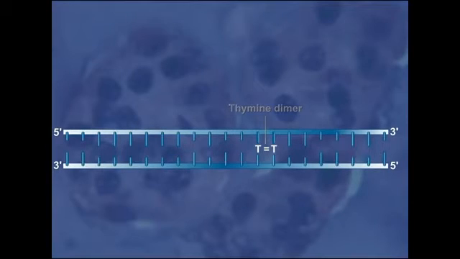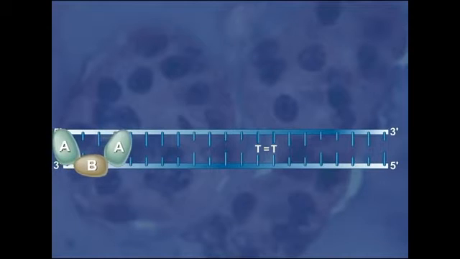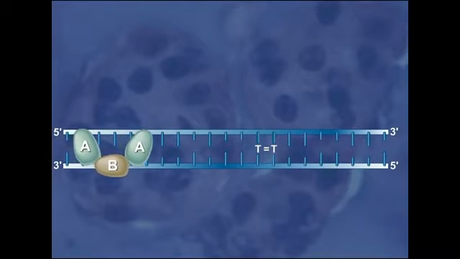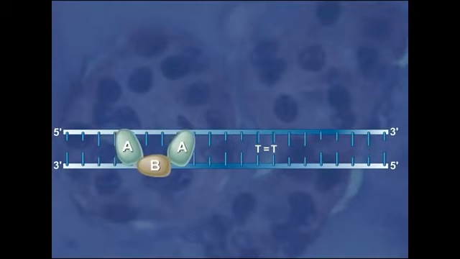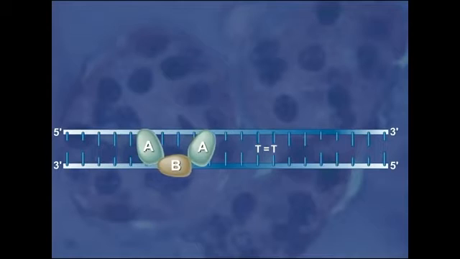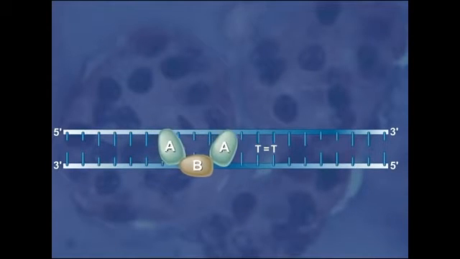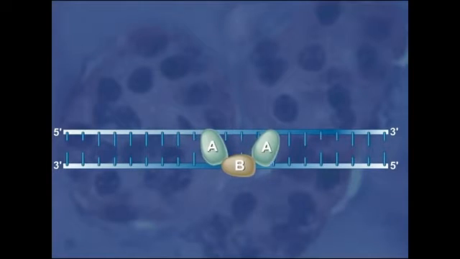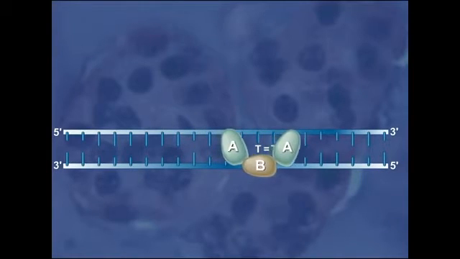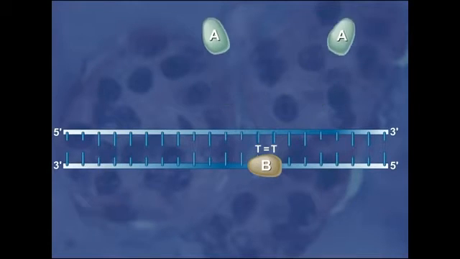The process begins with the loading of a protein trimer onto the DNA double helix. This trimer consists of 2 UVRA molecules and 1 UVRB molecule. This trimer moves along the DNA, scanning for damage that distorts the double helix. When the trimer encounters DNA damage such as a thymine dimer, it stops. The UVRB protein remains at the damaged site, while the 2 UVRA proteins are released.